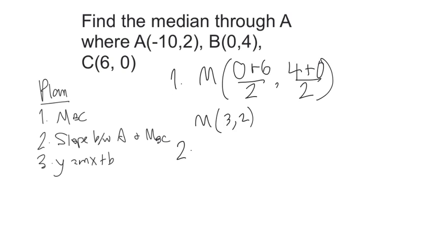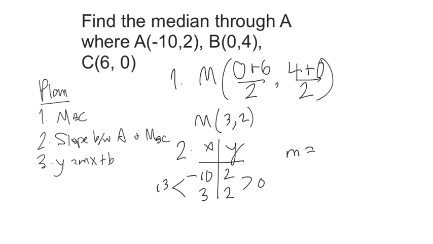And step 2, we want to find our slope. So again, t-chart. We're going to use A, which is negative 10, 2, and our midpoint, which is 3, 2. And so here, my change in x is positive 13, and my change in y is 0. Uh-oh. So that means that my slope, it's the change in y divided by the change in x. 0 divided by 13 is just 0. So my slope is 0.